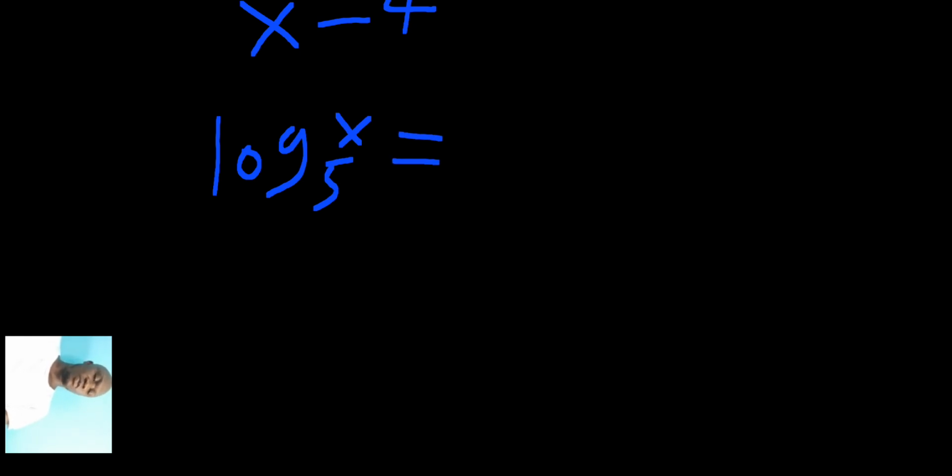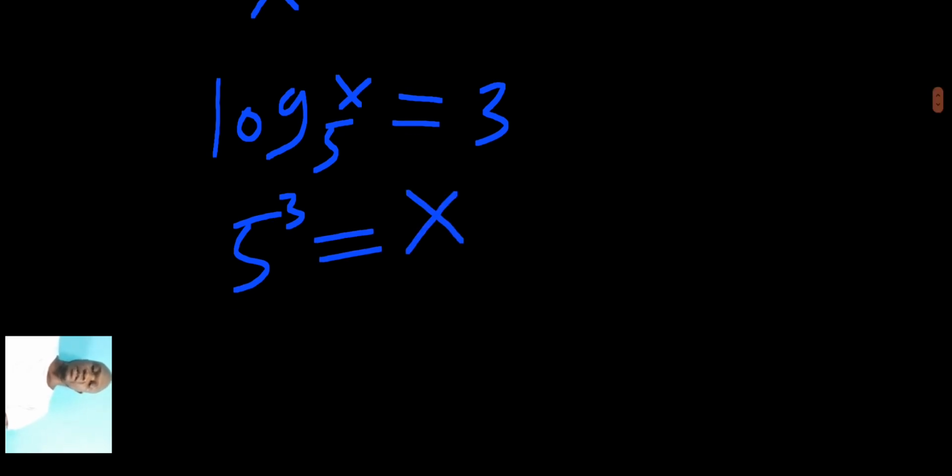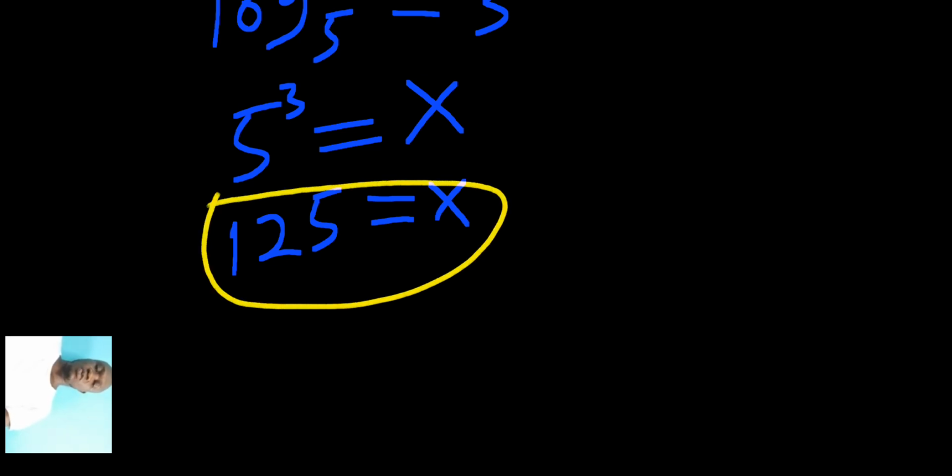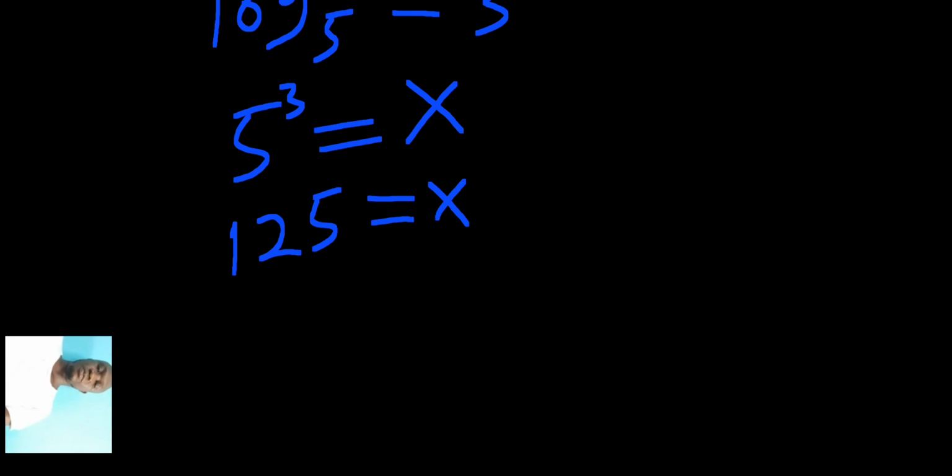Let's try another example. So we have log base 5 of s is equal to 3. So my base is what? 5. So I'll have 5 to the 3rd power equals s. 5 to the 3rd power is 125, which is equal to s. So my value for s is 125. Let's try another example.